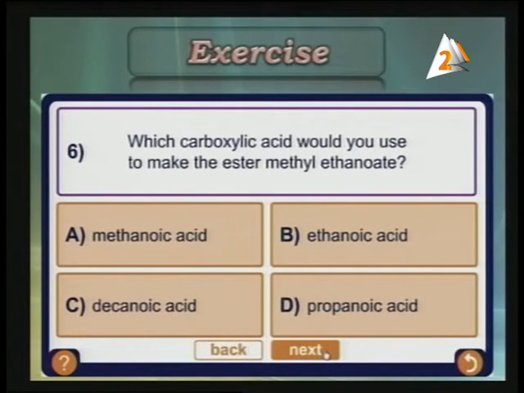which carboxylic acid would you use to make the ester methyl ethanoate? Remember this. We have methyl ethanoate. We have two groups here. Methyl comes out from methyl alcohol, and we have ethanoate. Ethanoate comes out from the carboxylic acid. So the ethanoic acid is the carboxylic acid that we use, but methanoic acid is wrong. Why? Because this methyl group comes out from the alcohol.